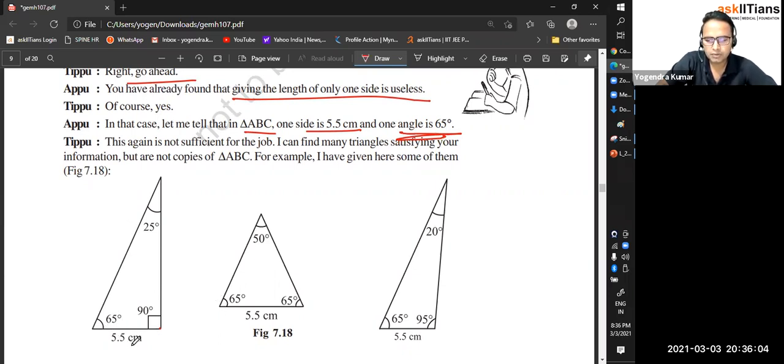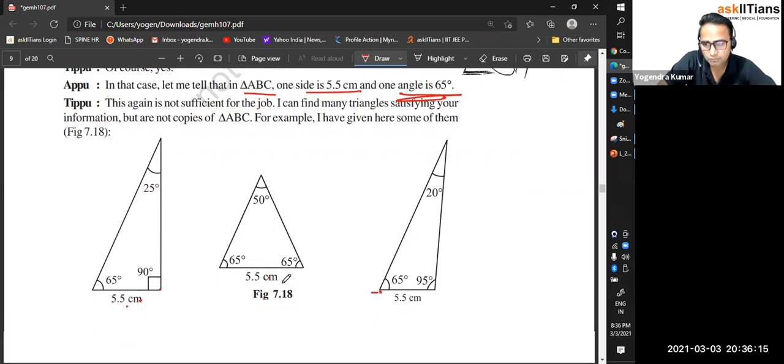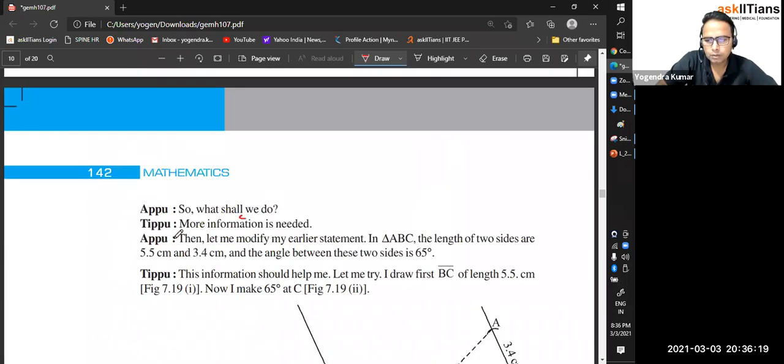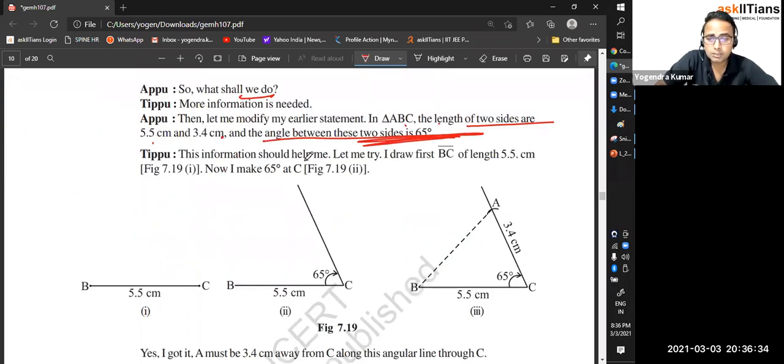Again, with 5.5 as base and one of the base angles 65, he can draw so many triangles, right? So now what other information will be required? More information is needed, Tipu said. So let me modify my earlier statement. In triangle ABC, the length of two sides is this, and the angle between them is 65 degrees. This information should help me.